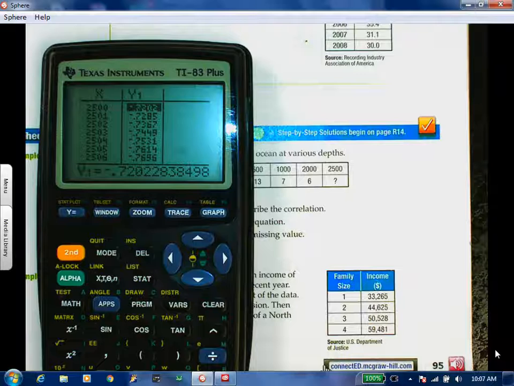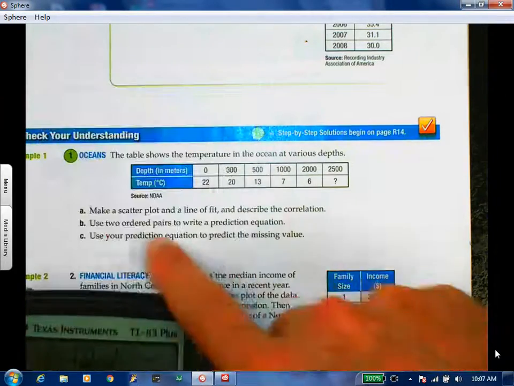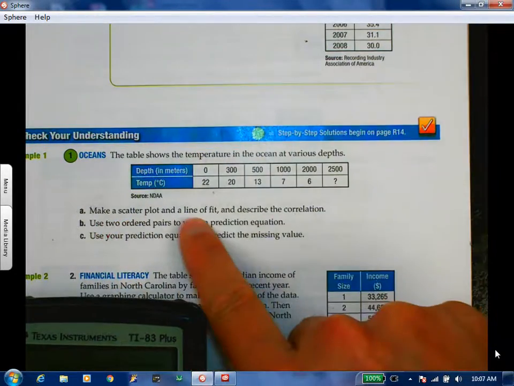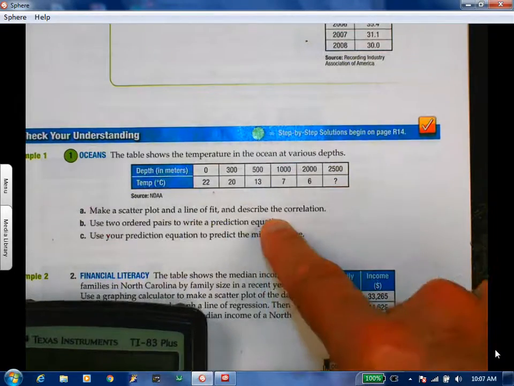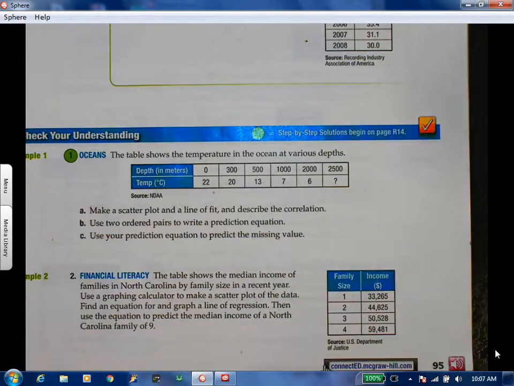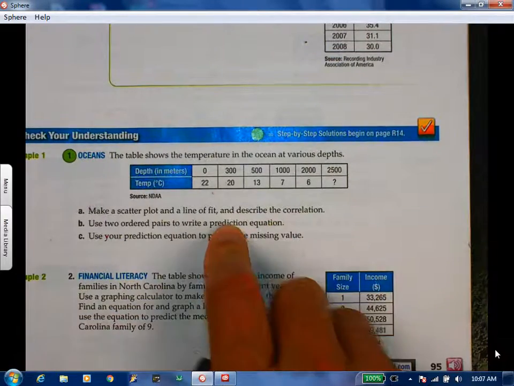So that would answer all the questions. Make a scatter plot, we did that. Line of best fit, we did that. Describing the correlation, we said we had a correlation coefficient of 0.88. So it fits, it's a negative correlation. We did a prediction equation, and we predicted the missing value.